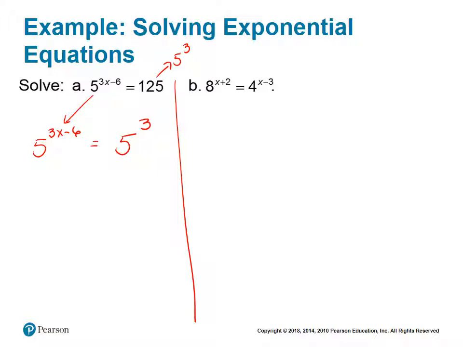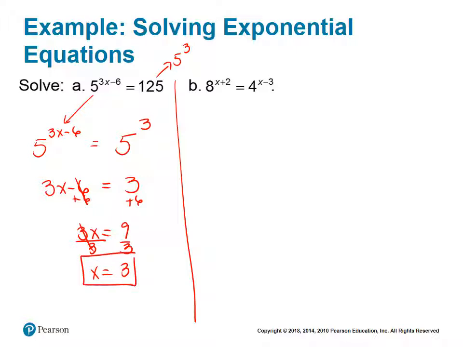So we cancel the 5's and you just drop down the 3x minus 6 equals 3 and solve. So I would add 6 to both sides of the equals. 3x equals 9, divide by 3, x equals 3. That is the final solution.